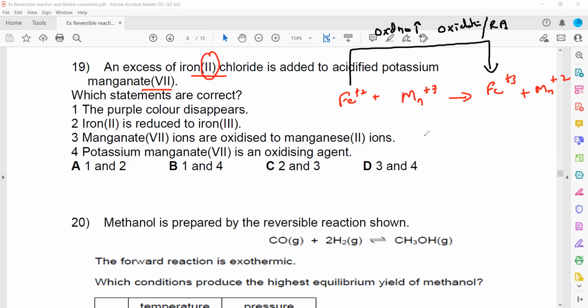When Mn is plus 7, it turns into Mn plus 2. So here the oxidation number decreases. If the oxidation number decreases, we call this change reduction. And whenever reduction happens to a substance, we call that an oxidizing agent. What about the color? The color you have to learn: Mn plus 7 is purple in color, and Mn plus 2 is colorless.